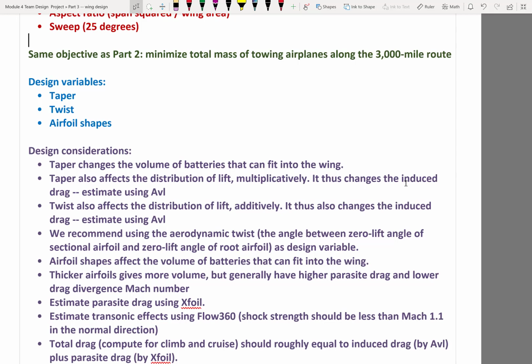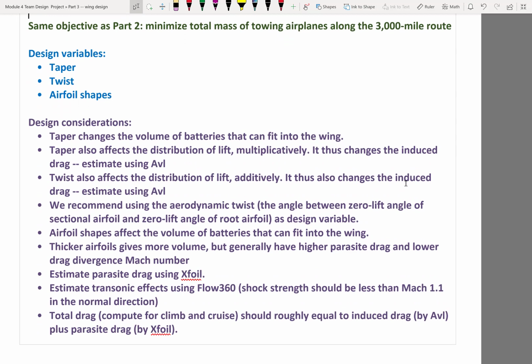So when you're designing the twist, one thing that is very convenient is that if you want to have different people designing the twist and designing the airfoil shapes, you really want to design what we call the aerodynamic twist. So what is aerodynamic twist? It is not the angle between the root chord and, for example, the tip chord. It is the relative angle between the zero lift angle of the root chord and the zero lift angle of the tip chord. So why do we do that?